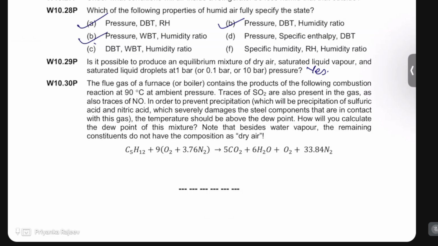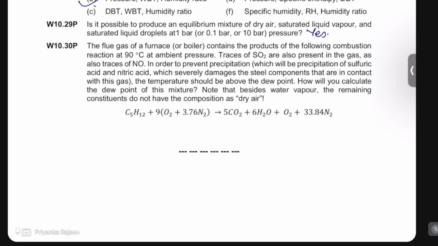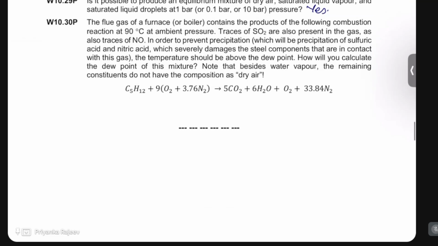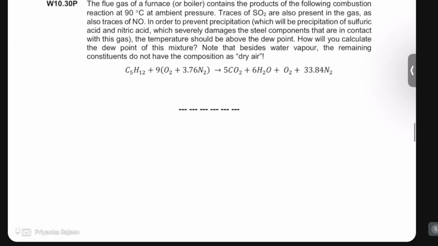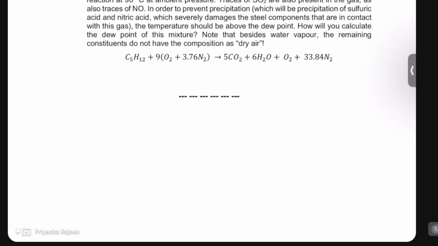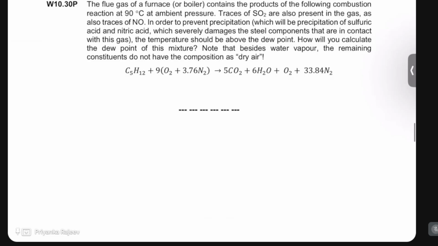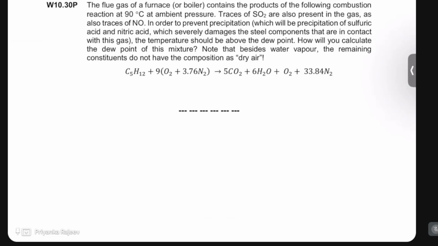The flue gas of a furnace contains the products of the following combustion reaction at 90 degrees centigrade at ambient pressure. Traces of SO2 are also present in the gas, as also traces of NO. In order to prevent precipitation of sulfuric acid and nitric acid, which severely damages the steel components that are in contact with this gas, the temperature should be above the dew point. How will you calculate the dew point of this mixture? Note that besides water vapor, the remaining constituents do not have the composition of dry air.